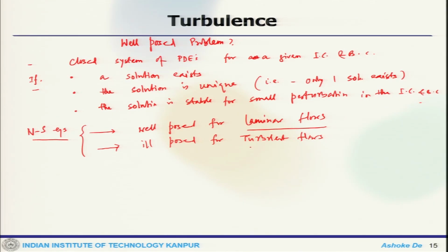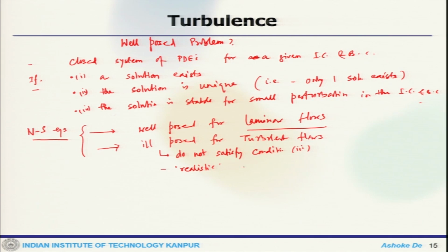So, the turbulent flows do not satisfy this last condition or the third condition, so if you say this is 1, 2, 3, this does not satisfy condition 3, which is that the solution is not stable for a small perturbation in the initial and the boundary condition.